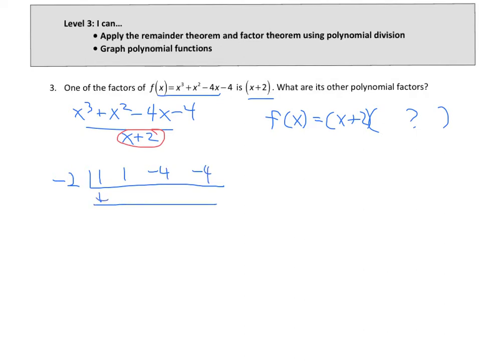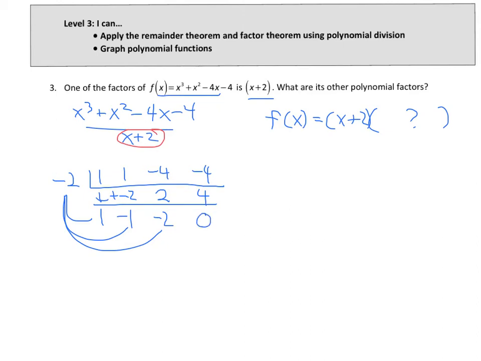I bring down my first number, 1. I multiply: -2 times 1 is -2. I add: 1 plus -2 is -1. I multiply, I get 2. I add -4 plus 2, and I get -2. Then I multiply, we get 4. We add, and we get 0.